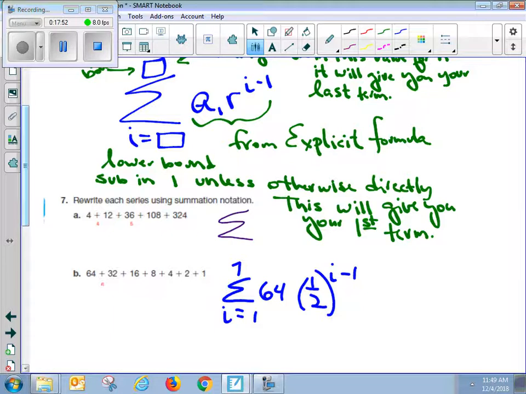So in order to start the problem, I need to know what my first term is, I need to know what r is, and I need to know how many terms there are. So somebody tell me the value of my first term. Good. Somebody tell me, what do you do to 4 to get 12? Multiply by 3. And how many terms are there? 5. I have everything I need to answer the question.